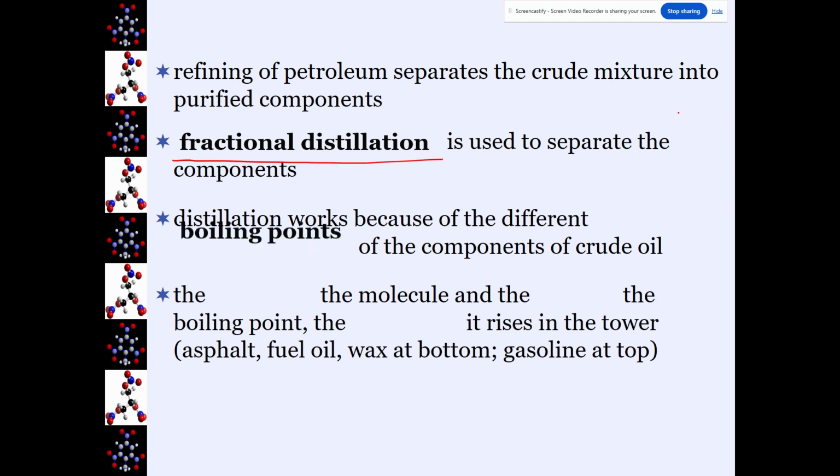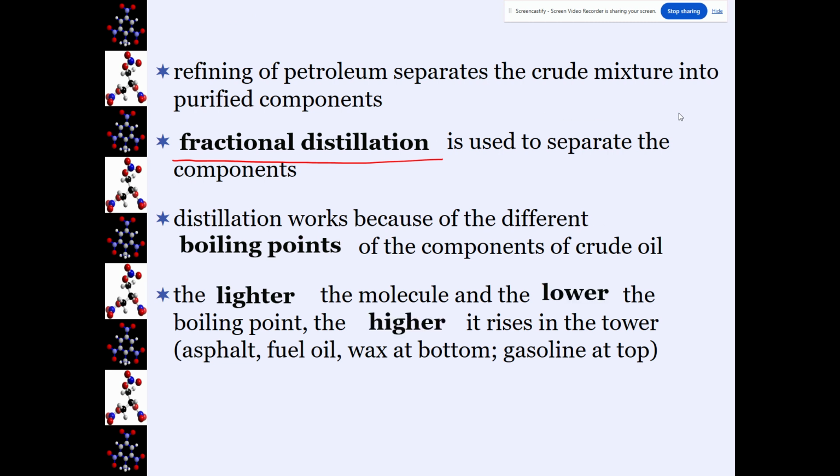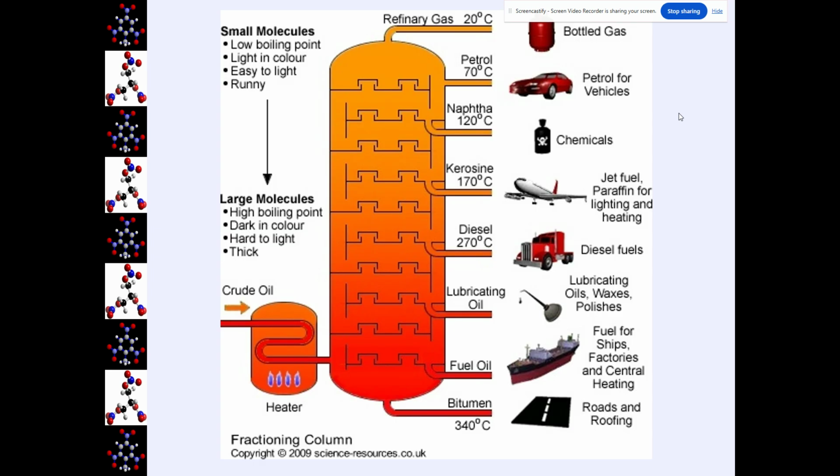Okay? Distillation is when you separate molecules based on their different boiling points. But this is called fractional distillation because we're going to have multiple different compounds, multiple different boiling points in a big, what we call fractional distillation tower. Okay? In the tower, the lighter molecules are going to have a lower boiling point and therefore be at the top of the tower, whereas the heavier molecules with a higher boiling point are going to be lower in the tower. Okay, so for example, this is what that tower looks like.